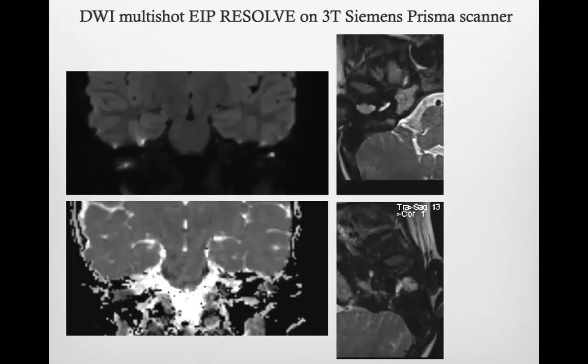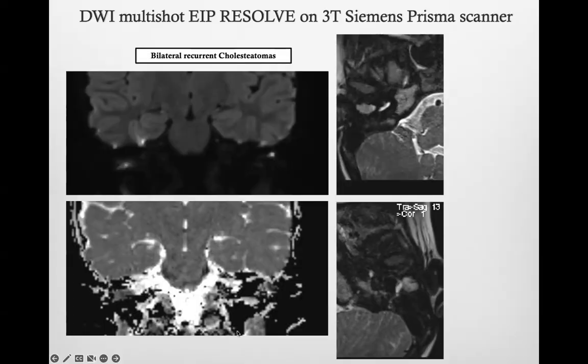This is another case. You can see bilateral cholesteatoma here on both sides with dark signal on ADC. This is a multi-shot that shows some artifact that should not be there in a non-epi, and you can see the appearances of this fluid in T1 that then was not just a bit of fluid, was actually cholesteatoma.